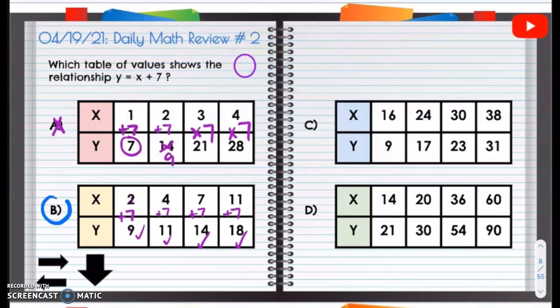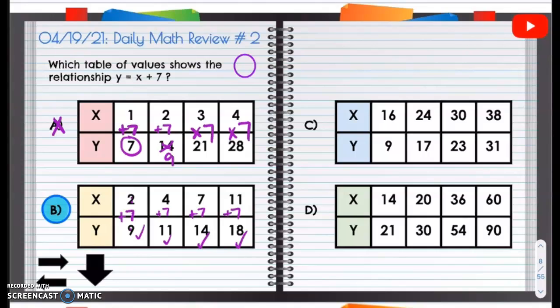Let's double check that it is not any of the other ones. That was pretty good there. Oh man. I don't like when I color outside the lines. Okay, so let's double check.